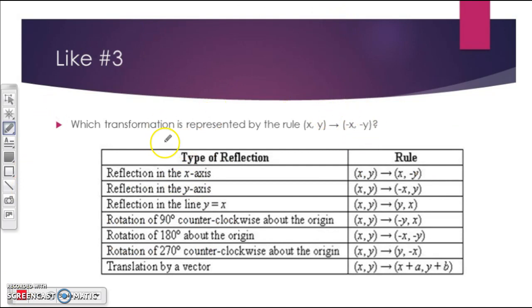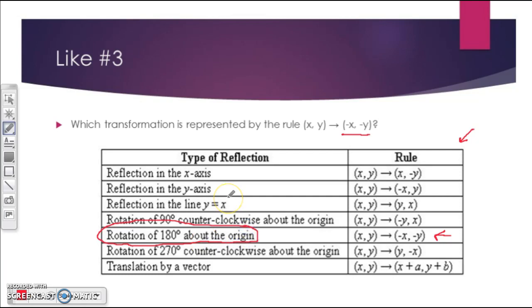All right, so I'm back with number 3 here. It says, which transformation is represented by this rule? XY becomes negative X, negative Y. In other words, they change the signs on X and Y. Well, all we really have to do is look at this table that I gave you. Hopefully you printed it out earlier in the week or last week, and find the rule. Okay, so this particular one, we changed the sign on X and changed the sign on Y. Looks like this one right here. So it is a rotation of 180 degrees about the origin.